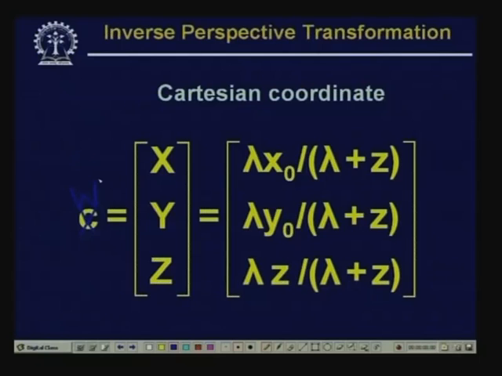On the right hand side, all the z's are lowercase letters, which is the free variable that we have assumed for the image coordinate. And for the column matrix on the left hand side, all X, Y, Z are in uppercase letters, which indicates that these X, Y, Z are the 3D coordinate.